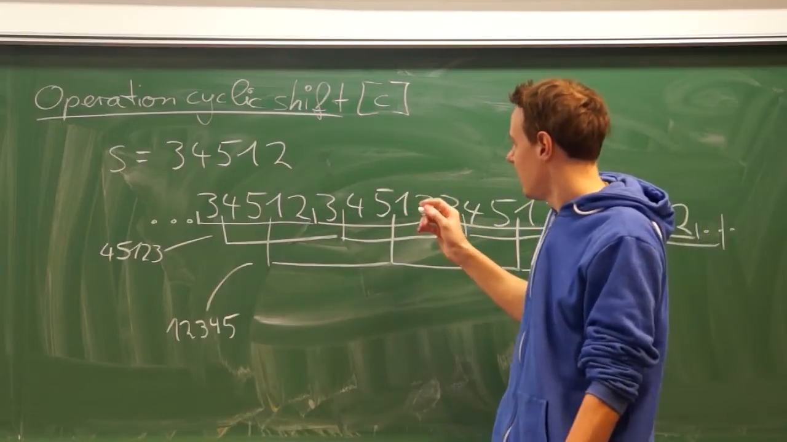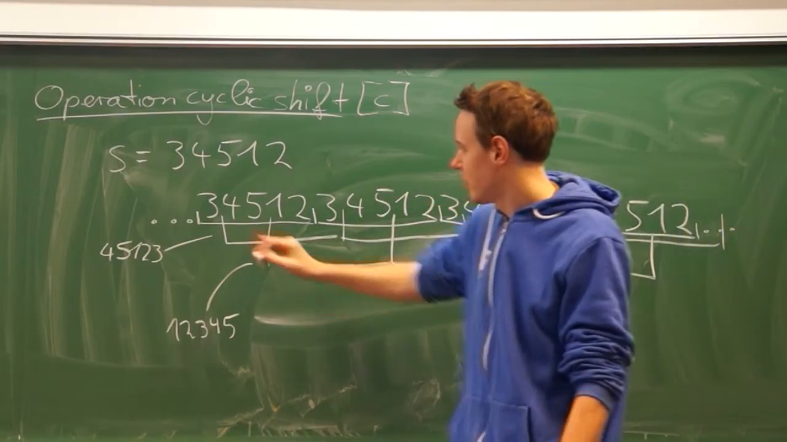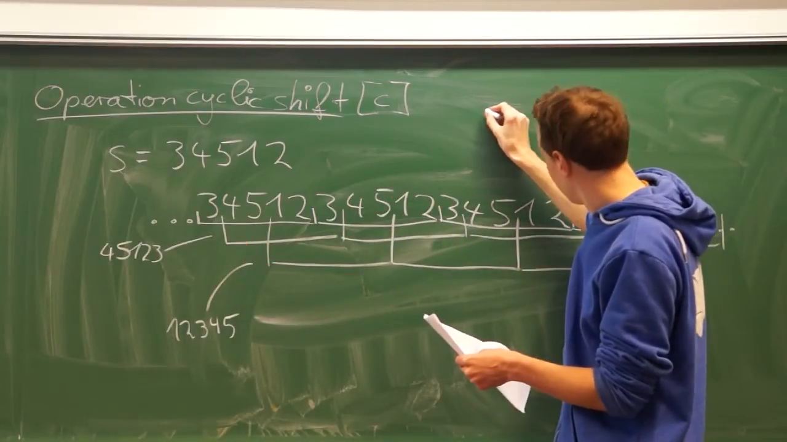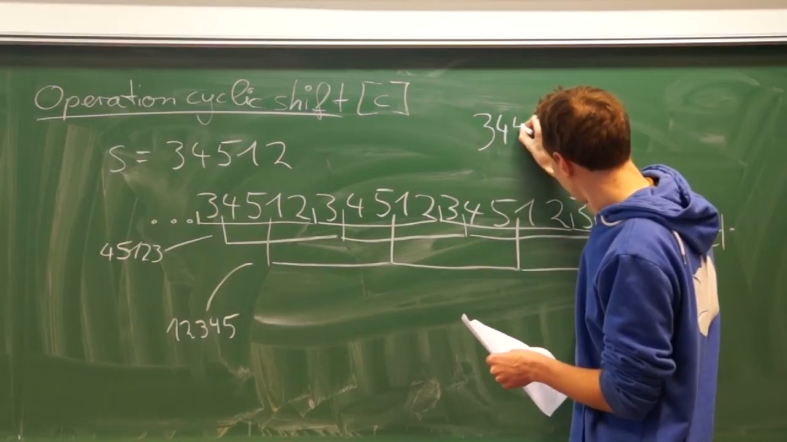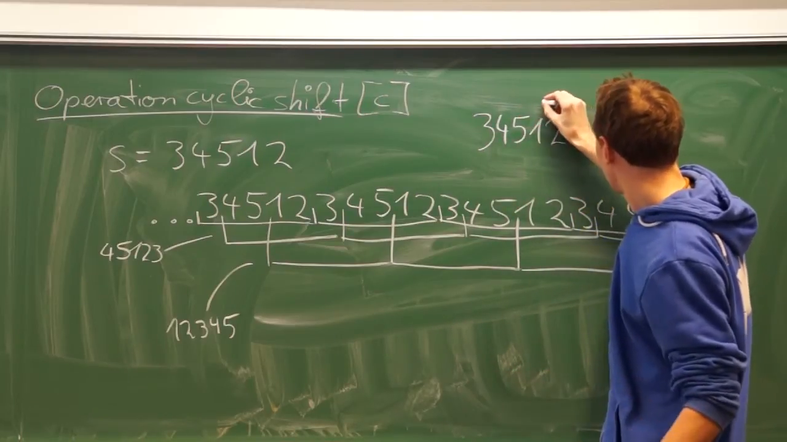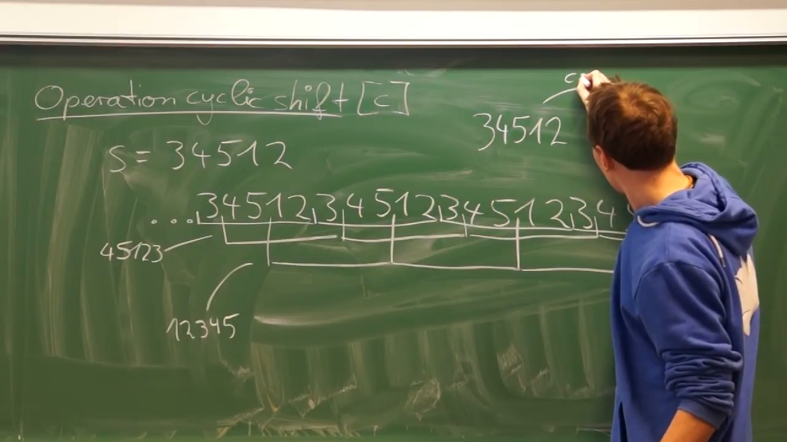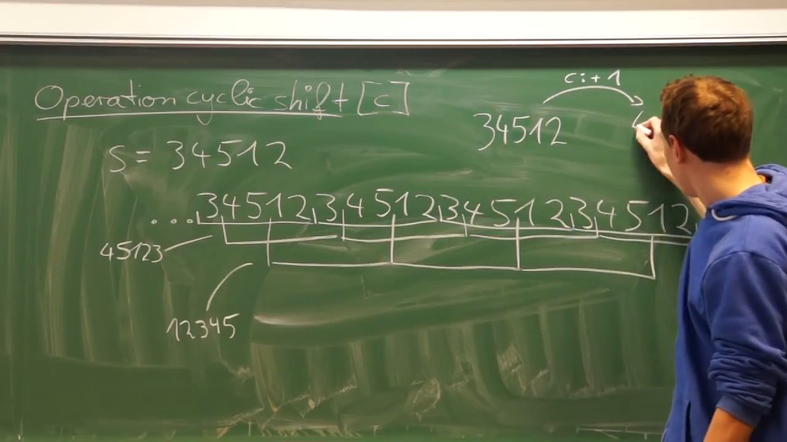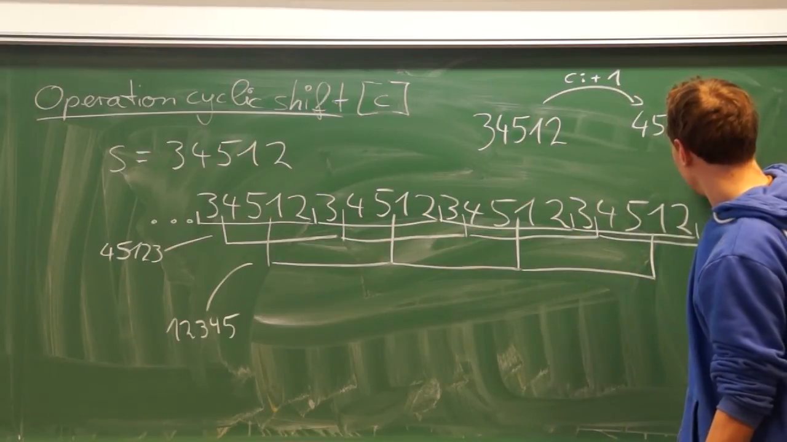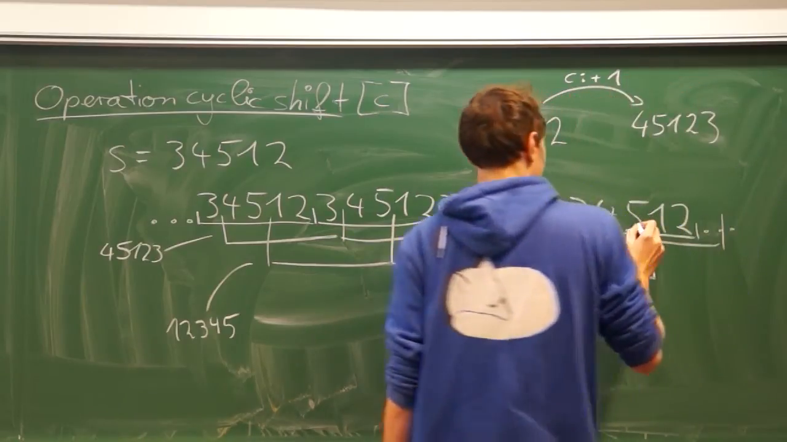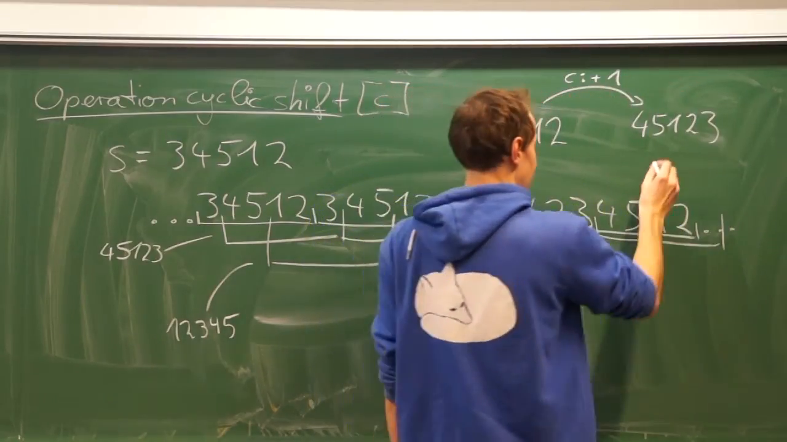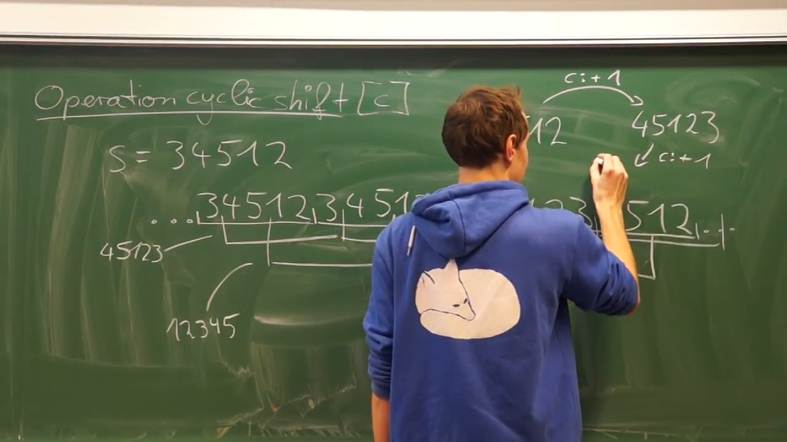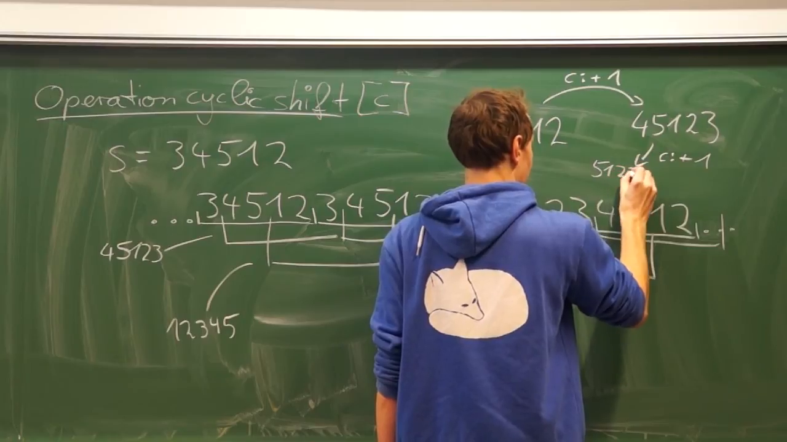So cycle shift is an operation that does transform this into that. And therefore, for example, I take this one and I shift it just once to the right. So right plus 1 for that. So I got 4, 5, 1, 2, 3. If I do another shift to the right, I end up with 5, 1, 2, 3, 4.